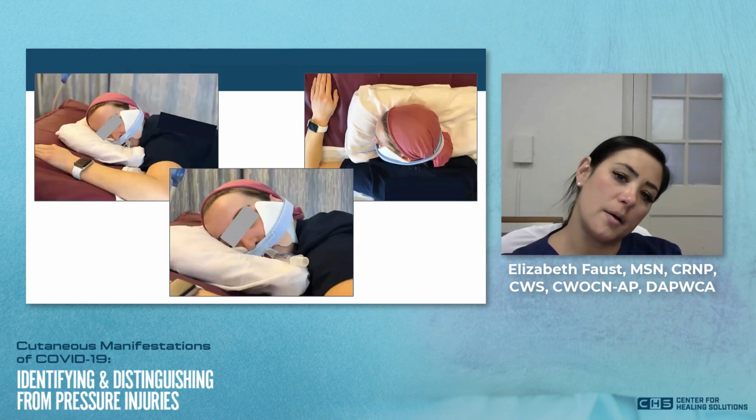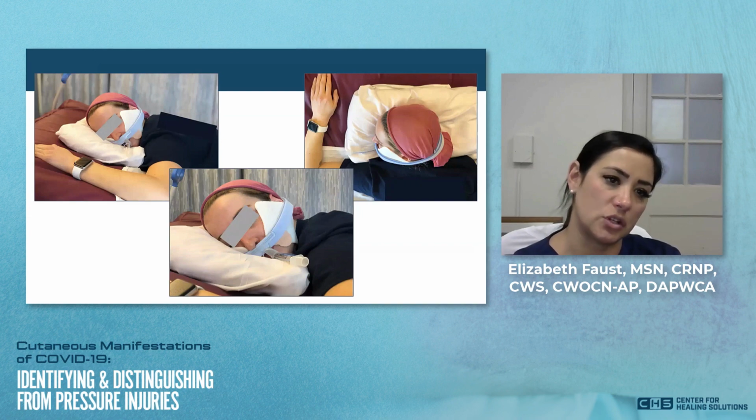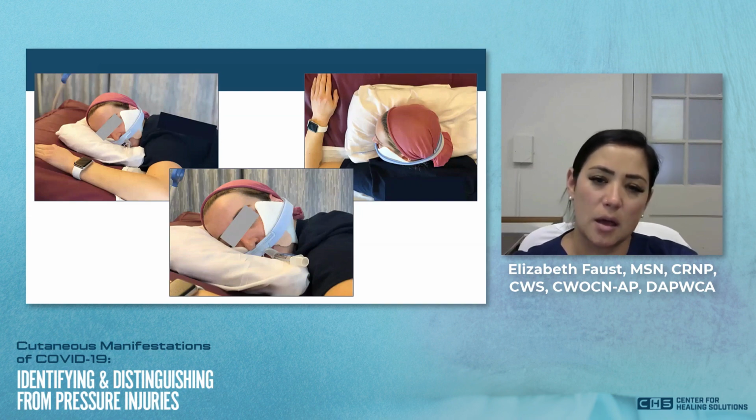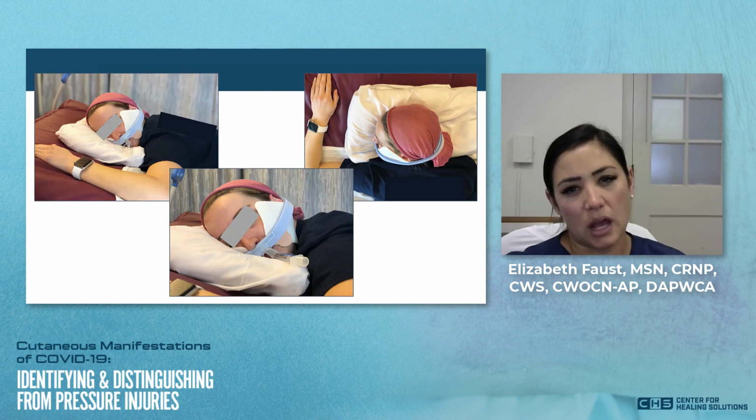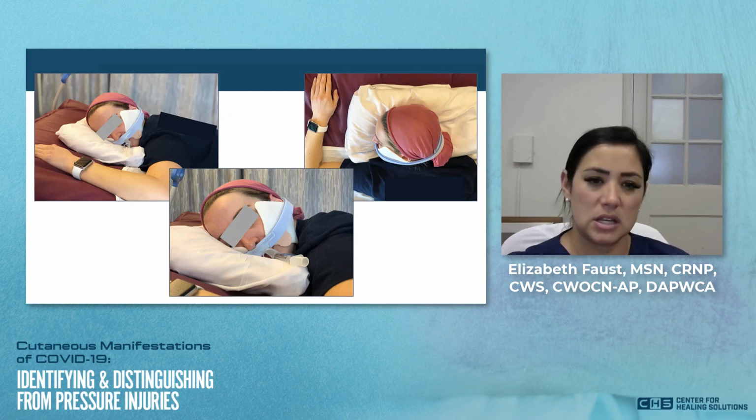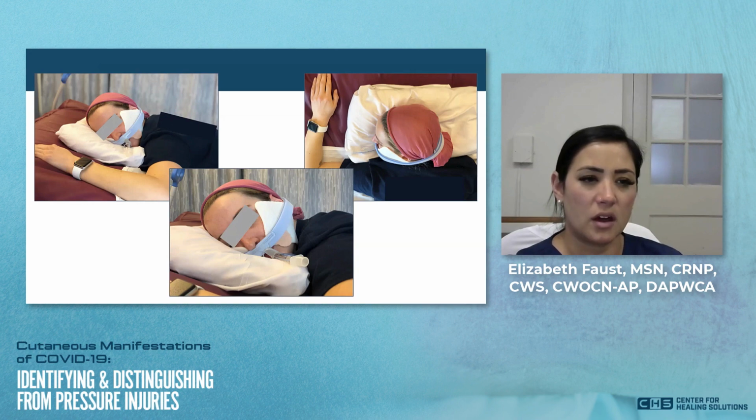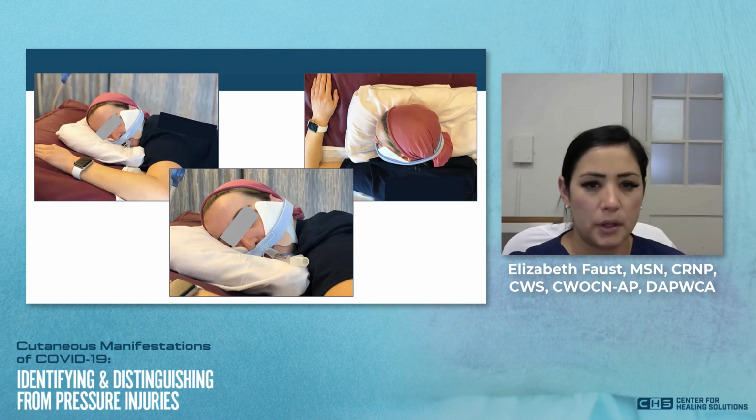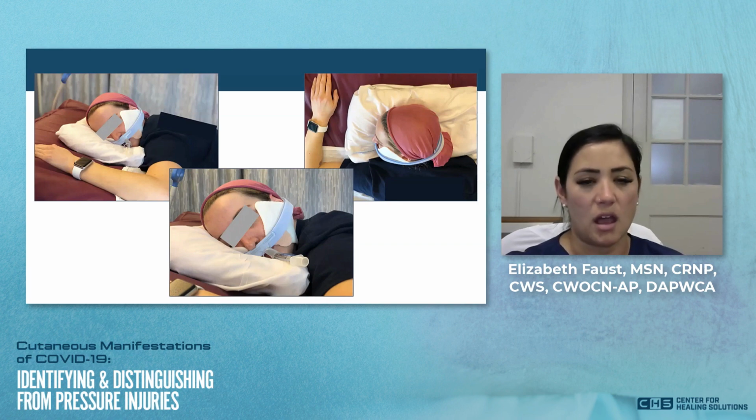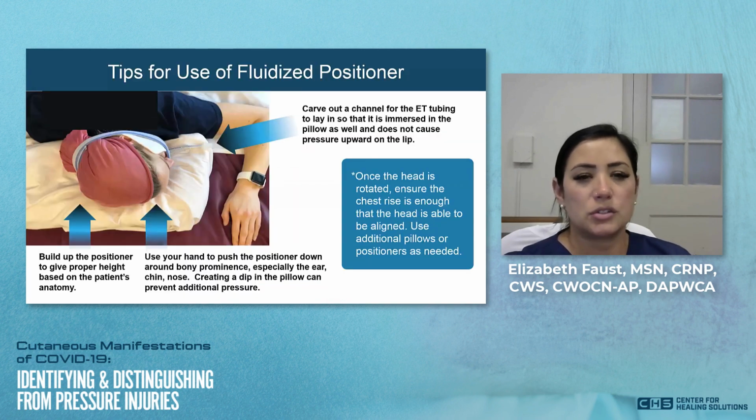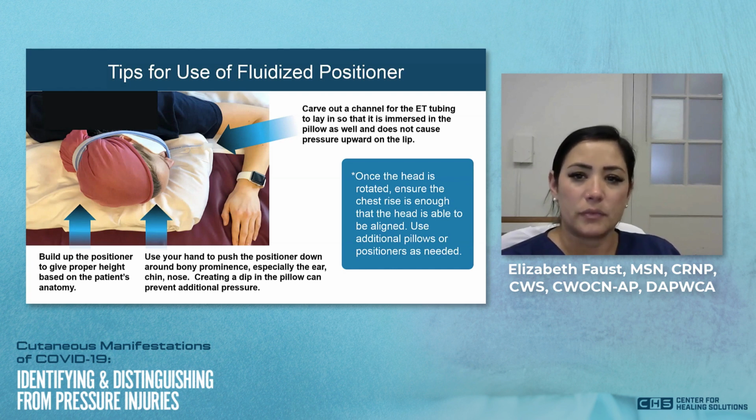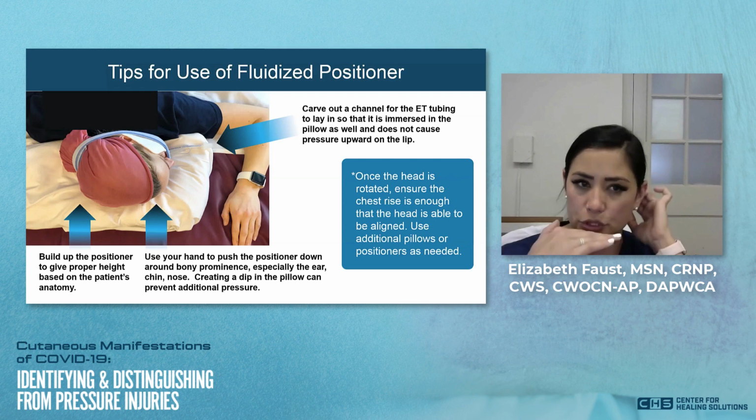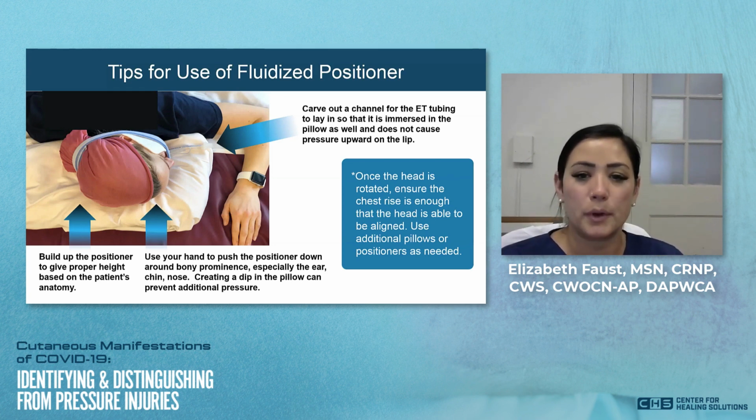And then this is what the head positioner with the swimmer's position looks like. So you can see in the upper right-hand photo that the patient has the ET tube and we cut out a channel for it. And you can see it's the arm, you face the arm that's up, and then the elbow is not higher than 90 degrees. So just some tips for using the fluidized positioner is to carve out a channel for the ET tube holder so that it lays in it and is immersed rather than pushing it upward so it doesn't cause additional pressure on the lip.